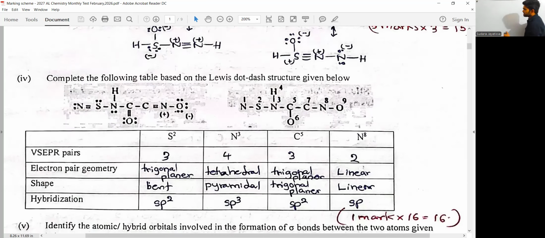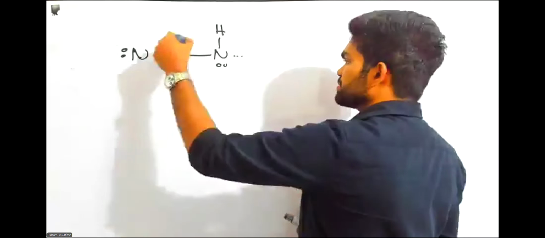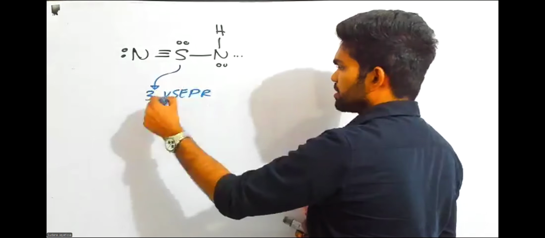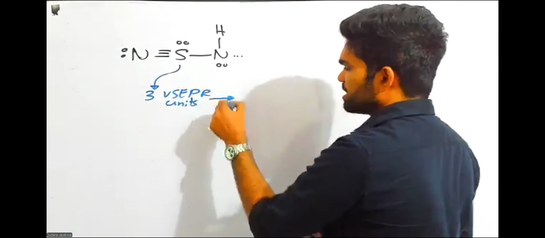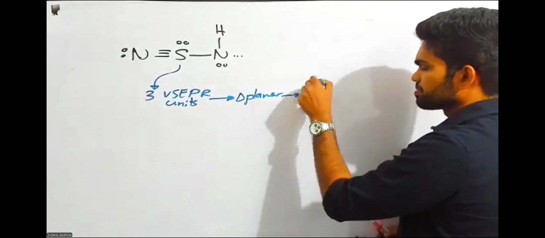Now the structure is N triple bond sulfur, and there's another lone pair, and nitrogen and hydrogen. This is the structure. It continues, but we have to focus on this sulfur. Now look at this line. The hybridization of sulfur: this sulfur has 3 VSEPR units. According to what I said earlier, this is trigonal planar, and the hybridization is sp2.